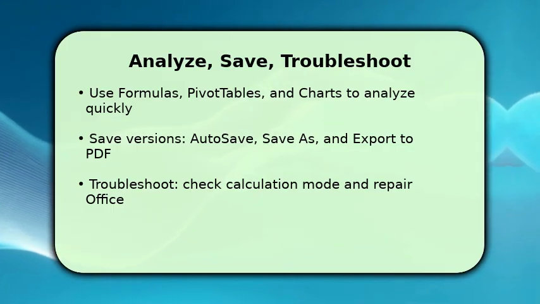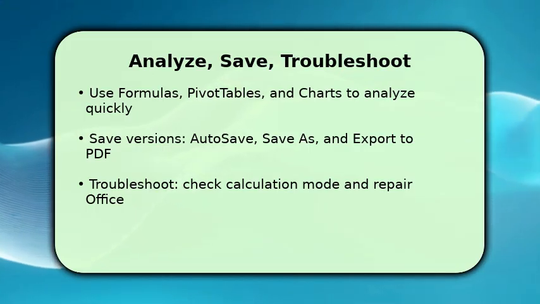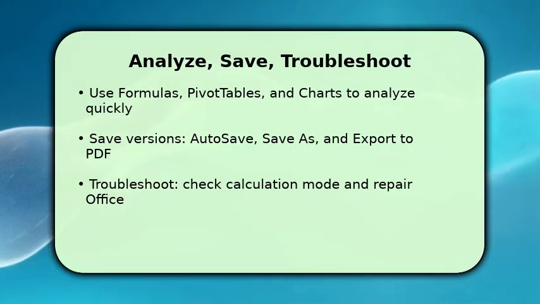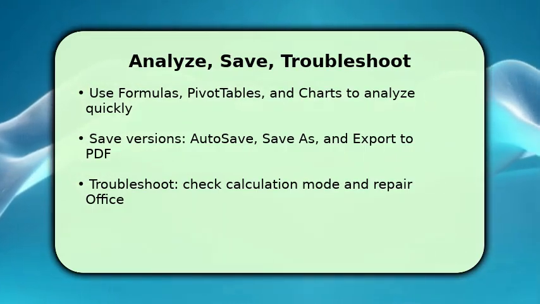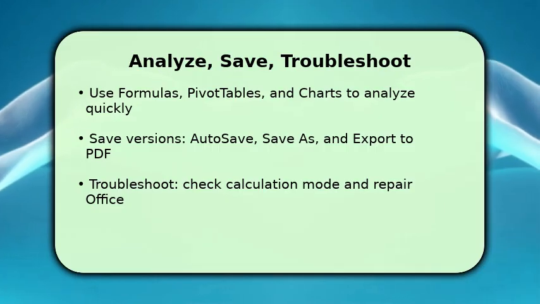Once satisfied, use autosave or File, Save As, to maintain versions and export to PDF for sharing. If things go wrong, first check the formula calculation options, set to automatic, and recalculate with F9. If Excel still misbehaves, run Office Quick Repair from Settings, Apps. These final steps secure your work and restore functionality quickly.